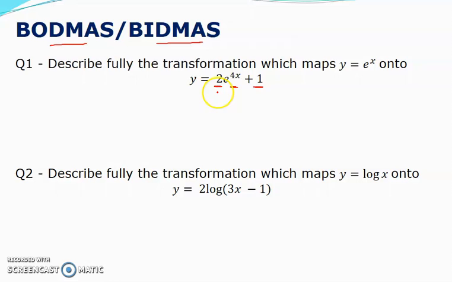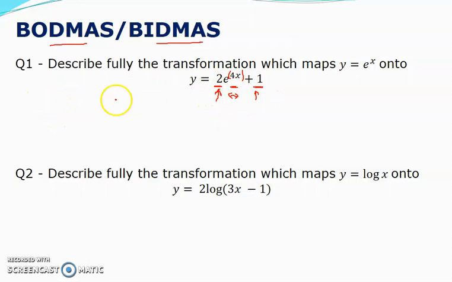So the 2 is a stretch going up and down. As it happens, it's a stretch upwards in the y-axis. Whereas the e to the 4x, that you can think of as in the bracket, is a stretch left and right. And the last one is a translation, and it just moves it one up. So what you'll notice is there are two things going up and down and only one thing going left and right. So we've got to be very careful. The two things that go up and down, we've got to get them in the right order.